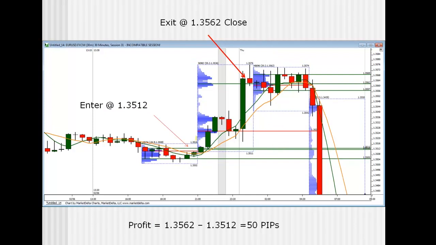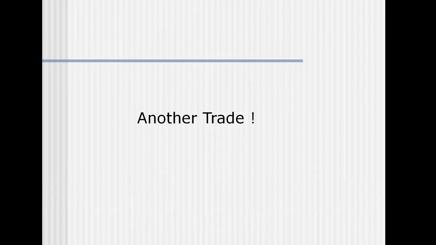So this humble 240-minute trade would have yielded 50 pips. 50 pips at 100,000 lot, that's around $500. And the duration of this trade would have been about 240 minutes. 240 minutes is about 4 hours. So that's a 4-hour intraday trade in the Forex market.